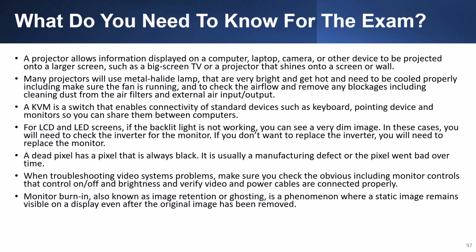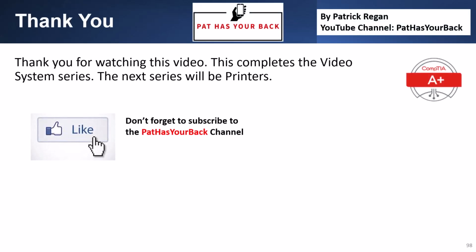A dead pixel is a pixel that is always black, usually a manufacturing defect or the pixel went bad over time. When troubleshooting video system problems, make sure you check the obvious, including monitor controls for on-off and brightness, and verify video and power cables are connected properly. Monitor burn-in, also known as image retention or ghosting, is a phenomenon where a static image remains visible on a display even after the original image has been removed.